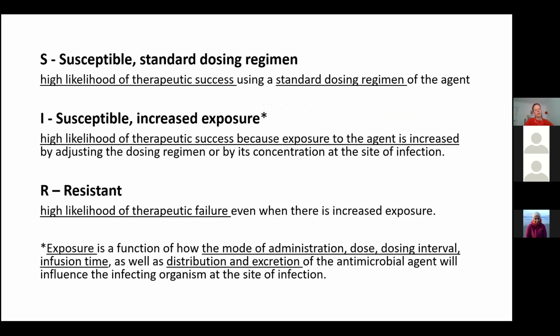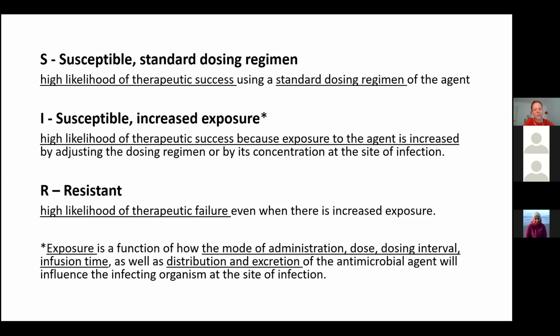And if you have a deeper look into these definitions, so S is susceptible, standard dosing regimen, and these are clinical breakpoints. So S, susceptible, stands for a high likelihood of therapeutic success, and then for S using the standard dosing regimen, and for I because the exposure to the agent is increased. And that can either be done by adjusting the dosing regimen or by its concentration at the site of the infection.